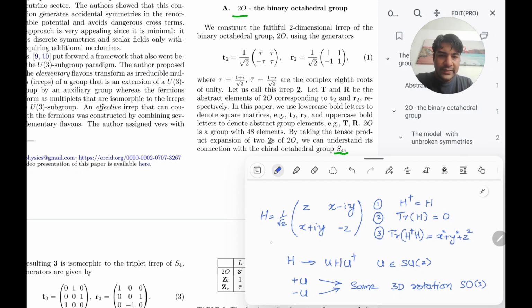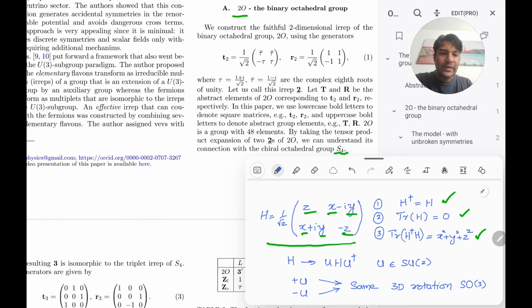So I have a matrix H shown here. This matrix is constructed with three real variables, X, Y, and Z. And the matrix is Hermitian, so you have H dagger equal to H, and it is traceless. Trace of H is 0, and trace of H dagger H equals X square plus Y square plus Z square, which is nothing but the square of the length of the vector. So X, Y, Z are three real numbers, so they can denote a vector in three-dimensional space.